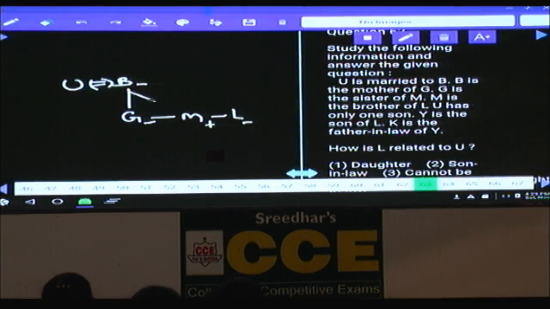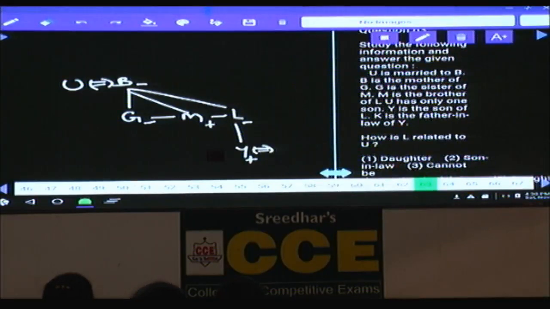All the remaining persons must be daughters, and U has only one son. Y is the son of L. And K is the father-in-law of Y. K is the father-in-law of Y means the wife's father is K. Then how is L related to U? U's daughter. L is U's daughter, it is given in choice 1.